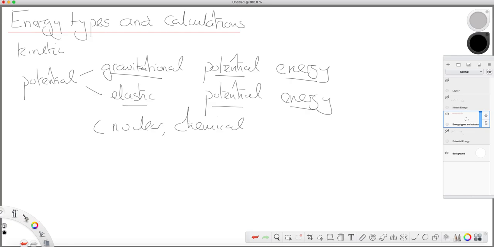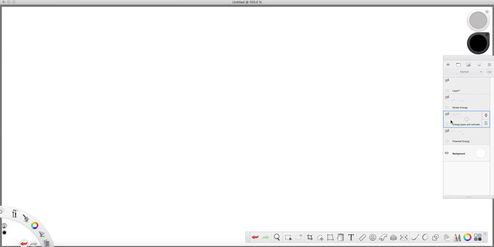We also have nuclear, for example, and chemical, for example. So there are other answers you could give in terms of what kind of potential energy we're talking about. But in terms of calculations, we have formulae for these two, and we have a formula for that one. And so it's those that we will do calculations on. So let's look at those then in turn. Let's look at kinetic energy first.